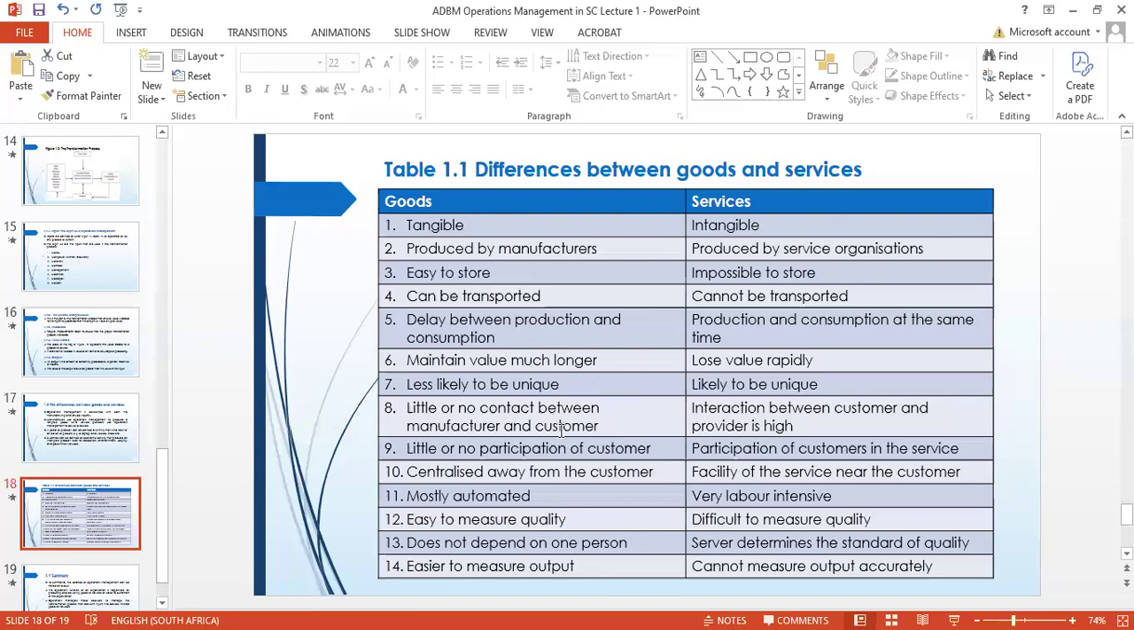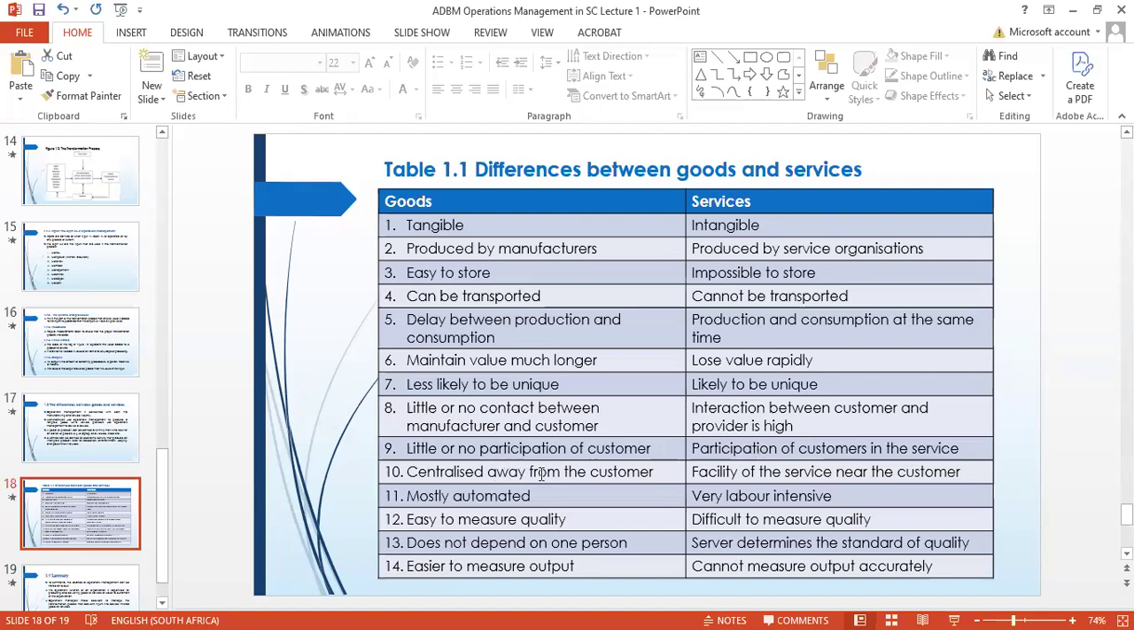Right. And then number 8, there's little or no contact between manufacturer and customer when they are goods. We don't know where the goods are manufactured. We just consume them. We don't know the manufacturer, but the manufacturer is there. The manufacturer will sell to the wholesaler or to the retailer where we go and buy. But for a service, interaction between customer and the provider is very high. The provider is there, the customer is there, there is interaction. And then number 9, little or no participation of the customer when it's a good, but for a service, the customers participate in the service that is being provided.